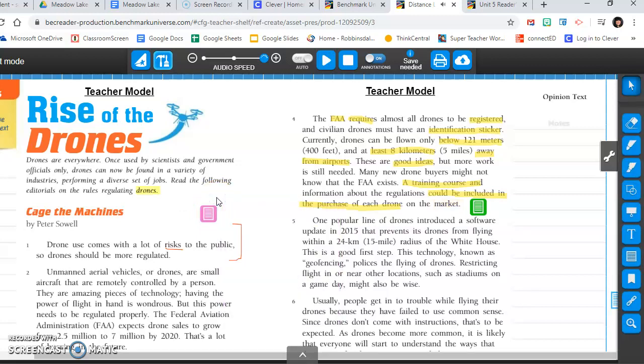Now it's almost your turn to try doing the same thing as me. Read an opinion text, look for those signal words, words that make you think of a problem or a solution, and try to understand why the author used those structures.